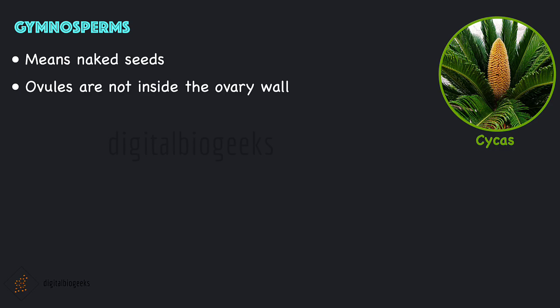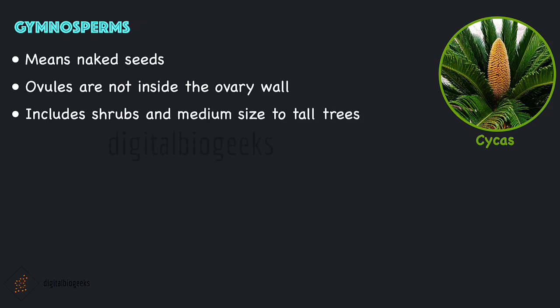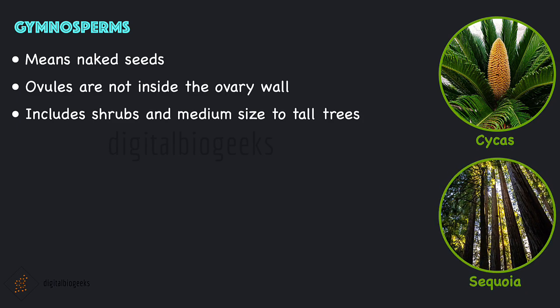Normally, the ovules develop into the seeds and the ovary into the fruits, right? But as the ovules are exposed, the developed seeds are also exposed. Gymnosperms include shrubs and medium-sized to tall trees. Have you heard about sequoia? Sequoia is a giant redwood tree and is the most massive tree on earth.